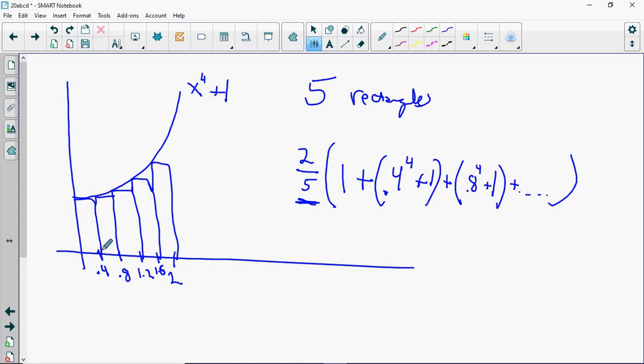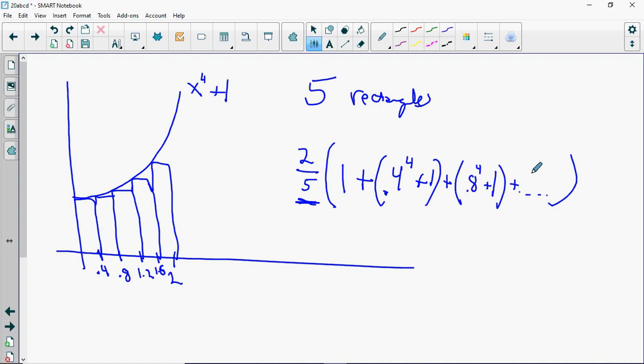Second one, my left endpoint was 2/5 or 0.4. The height of the rectangle is therefore 0.4 to the fourth plus 1. And I do the same thing at 0.8, the same thing at 1.2, and the same thing at 1.6. That'll be my final rectangle. I grab a calculator, I pump all that in, and I get an approximation for my area. And that's really all that we're being asked to do right now.